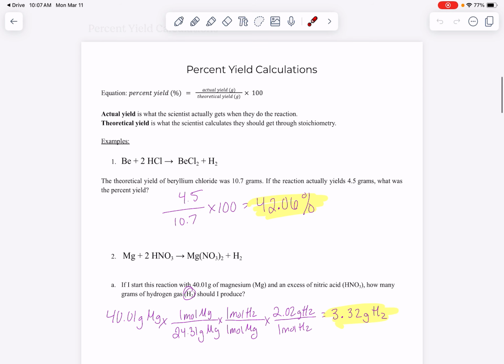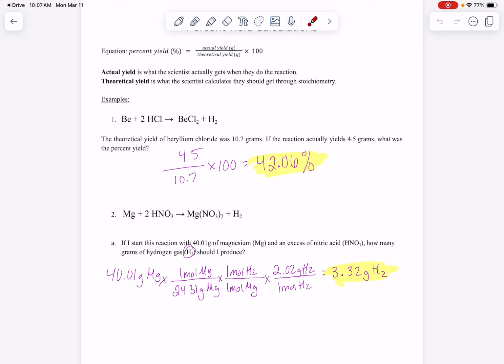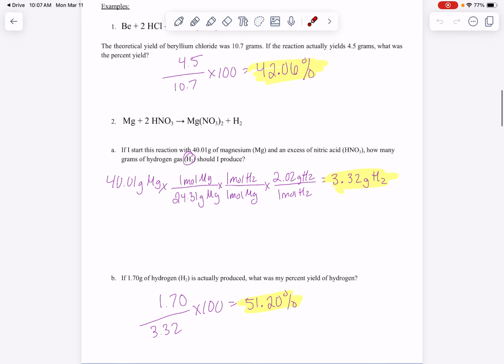So percent yield is what a scientist actually got in the lab, like the experimental value, over what you should have gotten in theory, which is stoichiometry. You can see some of these examples up here. For number 1, this was just working through the equation. The scientist yielded 4.5 grams in the lab, but you should have gotten 10.7 grams through the stoichiometry, which is what you should have gotten on paper. And when you do that math, it comes out to be 42.06%.